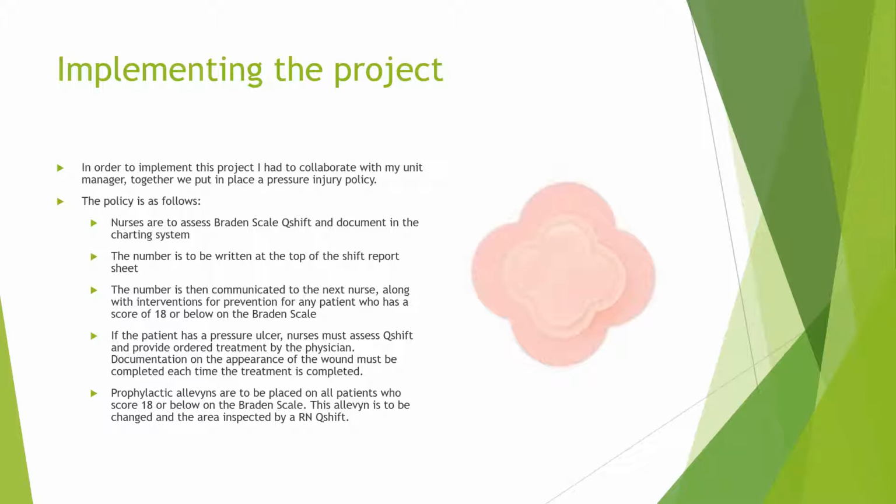These interventions can include turning and positioning, the utilization of our specialty mattresses, or prophylactic leave-ins. If the patient has a pressure ulcer, nurses must assess every shift and provide treatment as ordered by the physician. Documentation on the appearance of the wound must be completed each time the treatment is completed. Prophylactic leave-ins are to be placed on all patients who score 18 or below on the Braden scale. This leave-in is to be changed in the area inspected by an RN every shift.